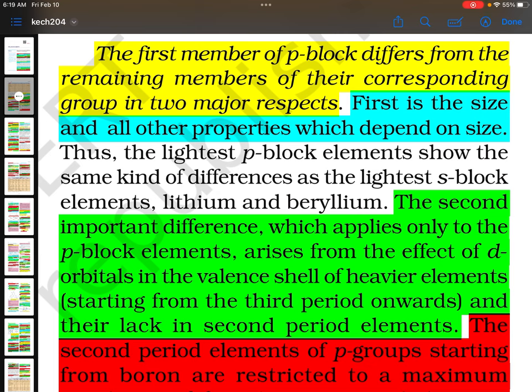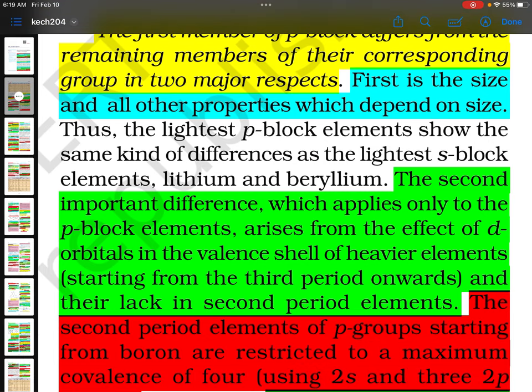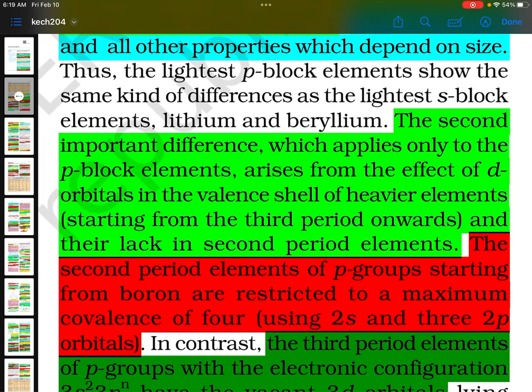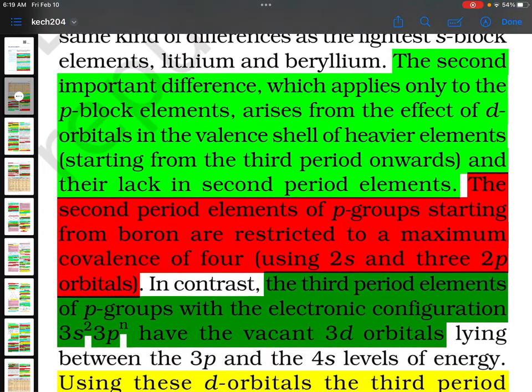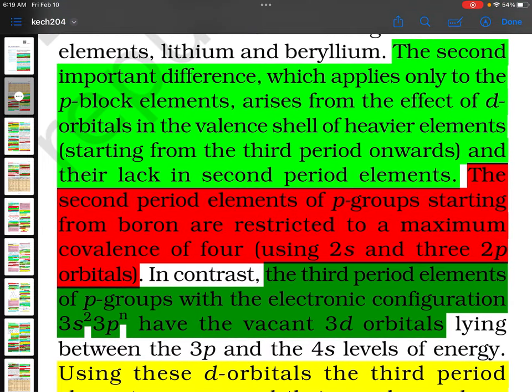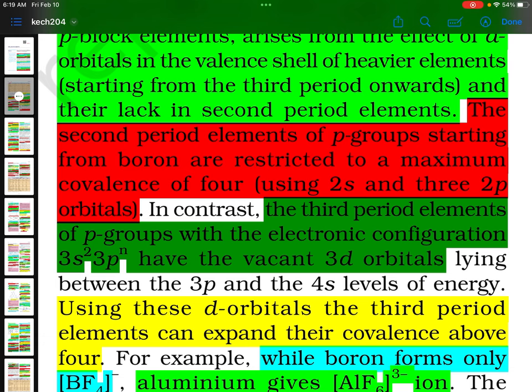The first element differs, showing anomalous behavior, that is because of small size, higher electronegativity, higher ionization potential, non-availability of the d orbitals. All these are the reasons. The second important difference, which applies only to the p block elements, arises from the effect of d orbitals in the valence shell of heavier elements. This we can easily discuss in that particular point.